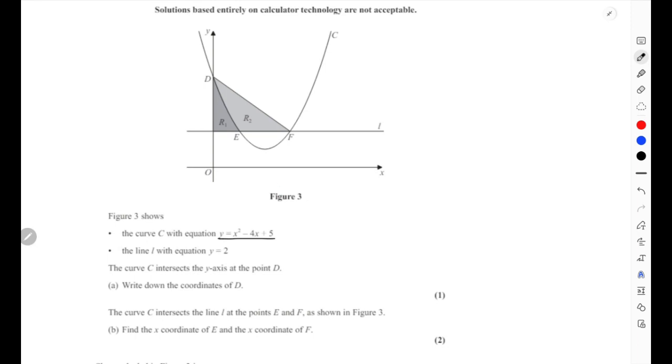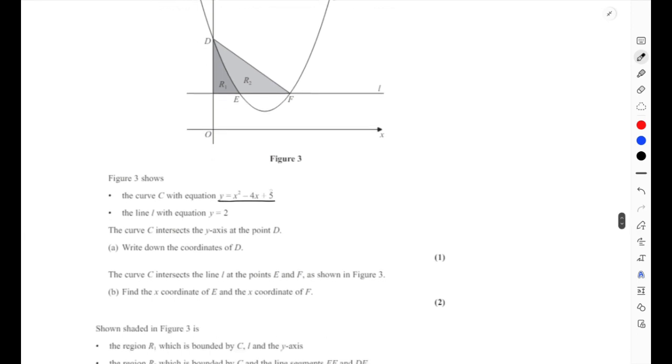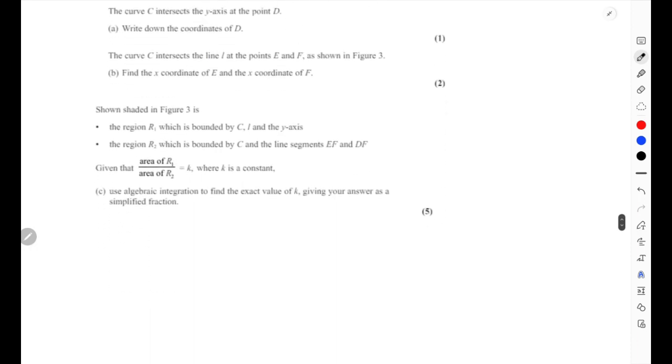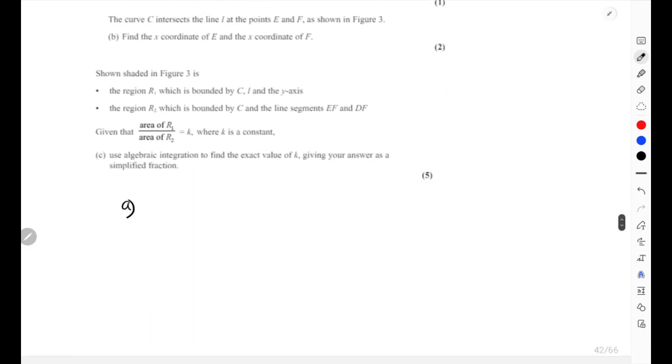At point D, the value for x is 0 at that point. The line has equation y equals 2, right? At the y-axis it's just 0 for x, so it's just going to be 5 over here. I'll write down the answer for part A.